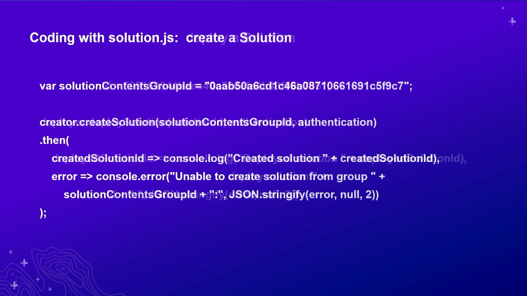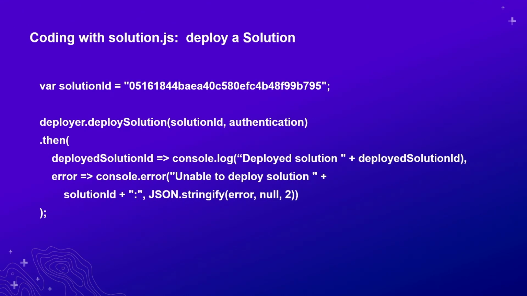Okay, how about deployment? We take a solution ID and the authentication, and that's it. We call deploy solution, and it builds a solution for us in the target organization. Now, it creates this solution in a group in the target organization. This makes it easier to keep track of it, but also to keep from clashing with other items that may already be there.